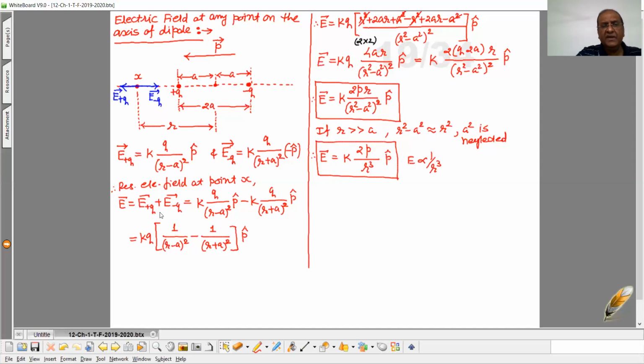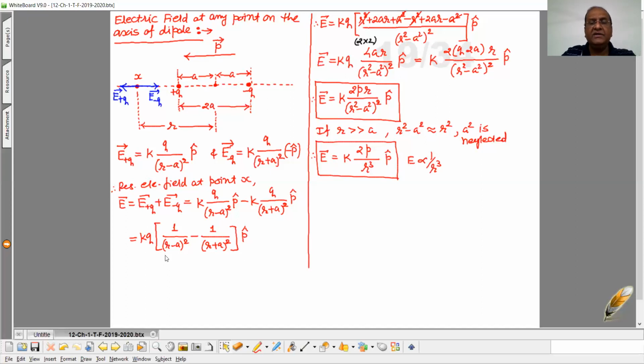Now the resultant electric field at point X is the vector summation of these two. So the resultant electric field vector E is E due to plus Q plus E due to minus Q. So we can write KQ upon (R minus A) whole square P caret minus KQ upon (R plus A) whole square into P caret. Now we can take KQ common and write P caret outside the bracket, so into bracket 1 upon (R minus A) whole square minus 1 upon (R plus A) whole square.